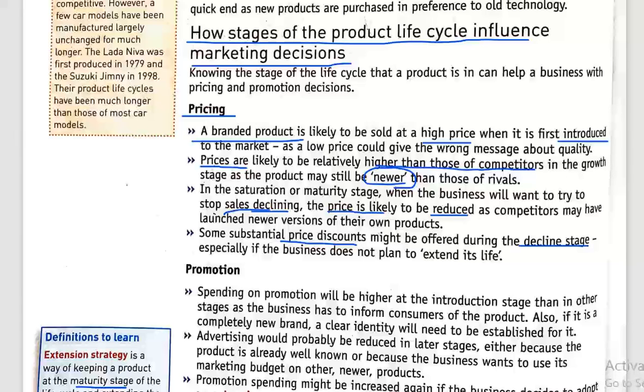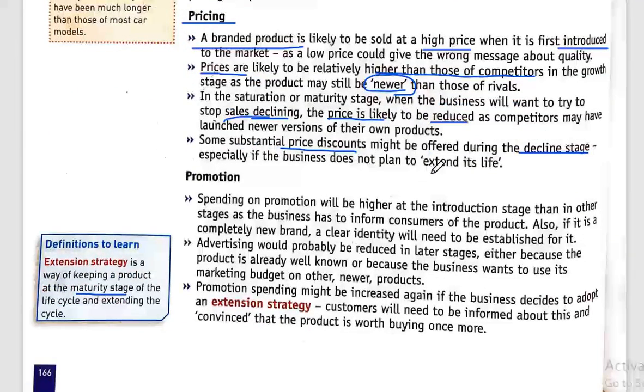Now, how does the product life cycle affect the promotion part? The promotion is based on the stage that my product is in. Spending on promotion will be higher in the introduction stage because the customers are not yet aware of the product, and I must inform the consumers about it. So if it's new, definitely I will put more promotion into this product.